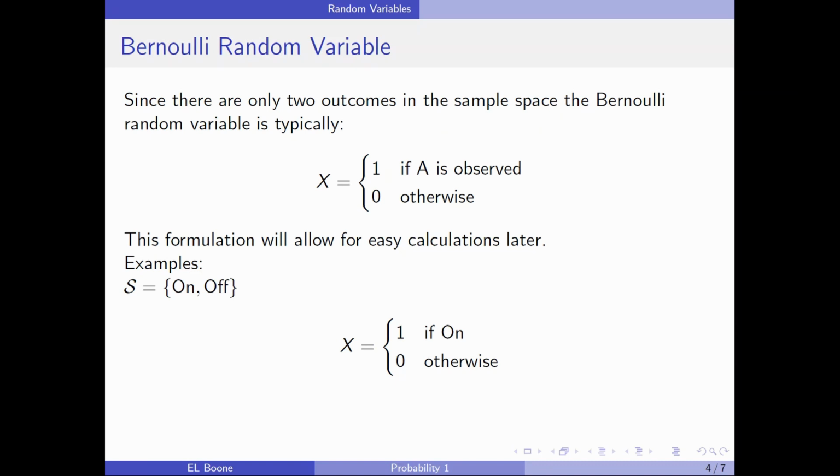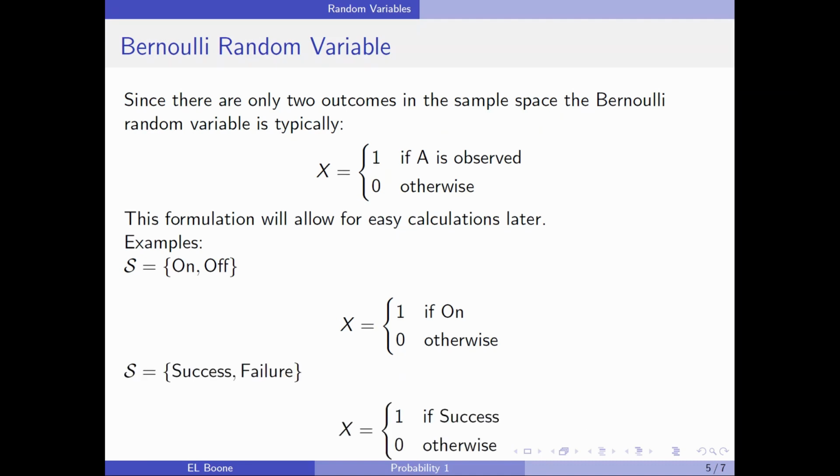Okay, so with a Bernoulli random variable, this is the first time we've talked about a random variable. A random variable is the way we take the outcome we see in the sample space and turn it into a number. So here, the random variable is typically X equal to 1 if we observe the event and 0 otherwise. This formulation allows for easy calculations later. For example, on and off is our sample space. Here, we let the random variable be equal to 1 if it's on and 0 otherwise. Another one, success and failure. Here, we're going to let X equal 1 if it's a success and 0 otherwise. Very, very simple, and it turns out that it makes our calculations easier later.